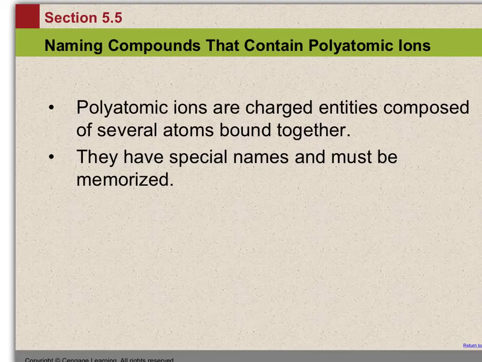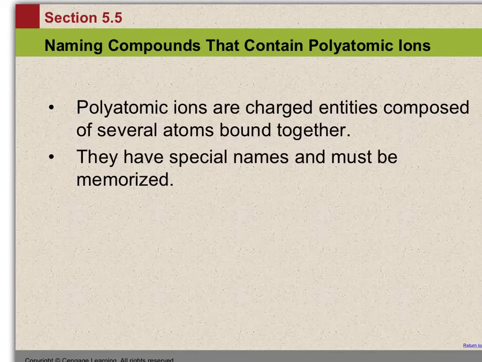We just finished binary compounds, type 1, 2, and 3. So now we're going to start talking about compounds that have more than two different elements. This is where we get into polyatomic compounds, and primarily those with polyatomic ions.